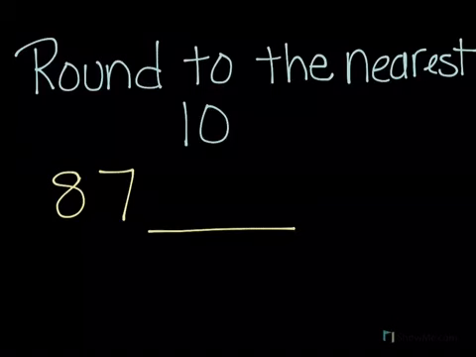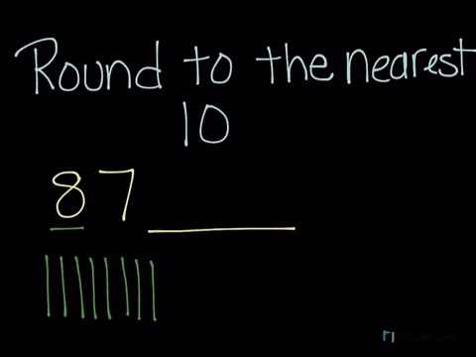First, I'm going to do a quick place value drawing of 87. So I know I have 8 tens, and I have 7 ones. Okay, now I've done my quick drawing. Now I'm going to go ahead and round.